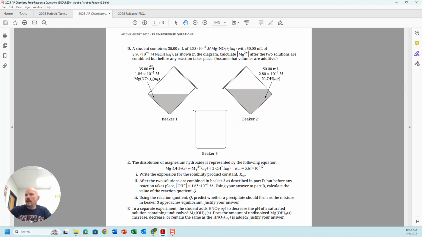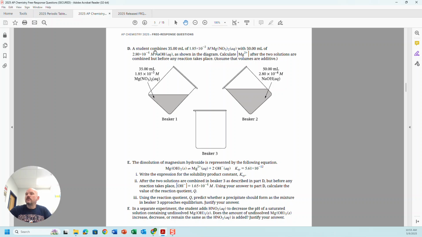Okay, so part D, we got a solution of magnesium nitrate, and we're given its molarity and volume. We got a solution of sodium hydroxide and its molarity and its volume, and it looks like we're mixing them all together, right? Now notice here in the question it says assume the volumes are additive. So when it's mixed, the final volume is 50 plus 35, so the final volume is 85 milliliters or 0.085 liters.